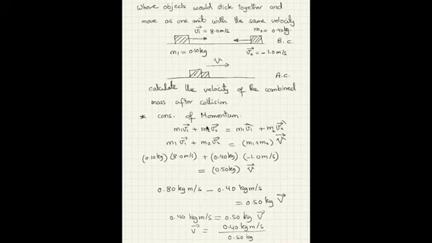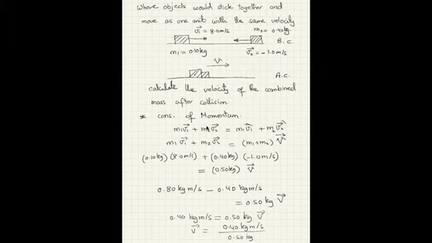Here is one of the examples. Mass 1 is 0.1 kilogram moving to the right, and mass 2 has a velocity of -1 meters per second because it is moving to the left, and it has 0.4 kilogram mass. They are going to stick together and move. I'm asking you to calculate the velocity of the combined mass after collision.